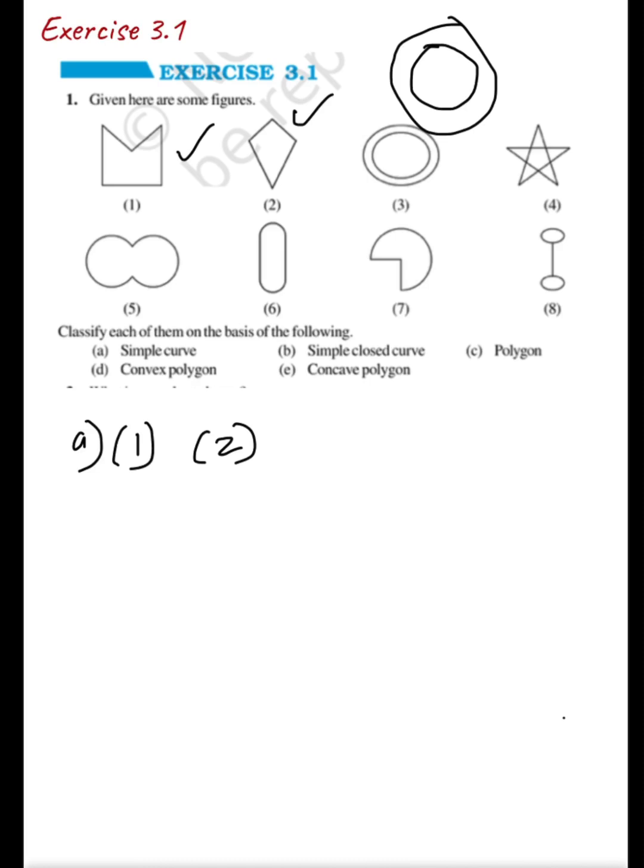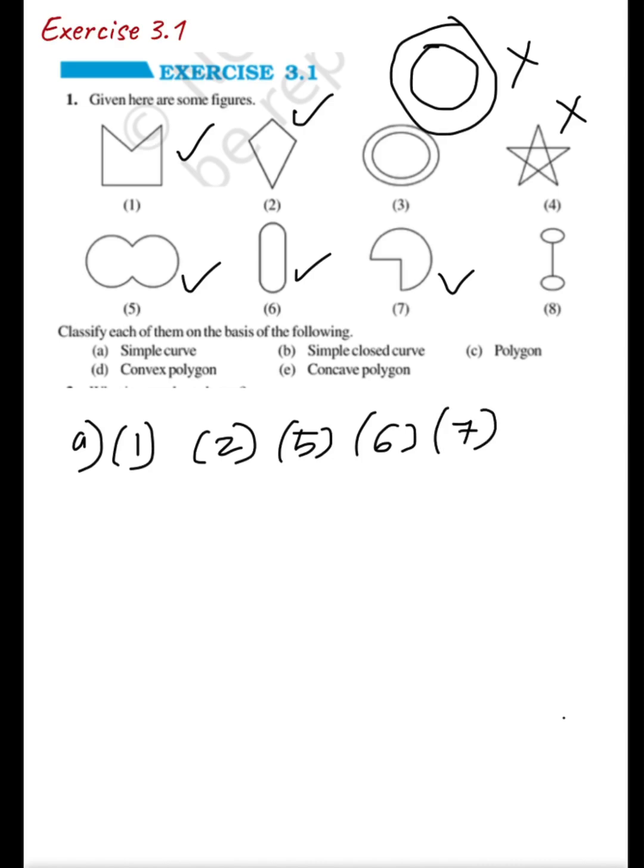Now, what about the fourth one? It's again not a simple curve. Now what about the fifth one? It's a simple curve. There is no overlapping in the fifth one, so it's a simple curve. What about the sixth one? Sixth one is also a simple curve. Now what about the seventh one? It's also a simple curve.